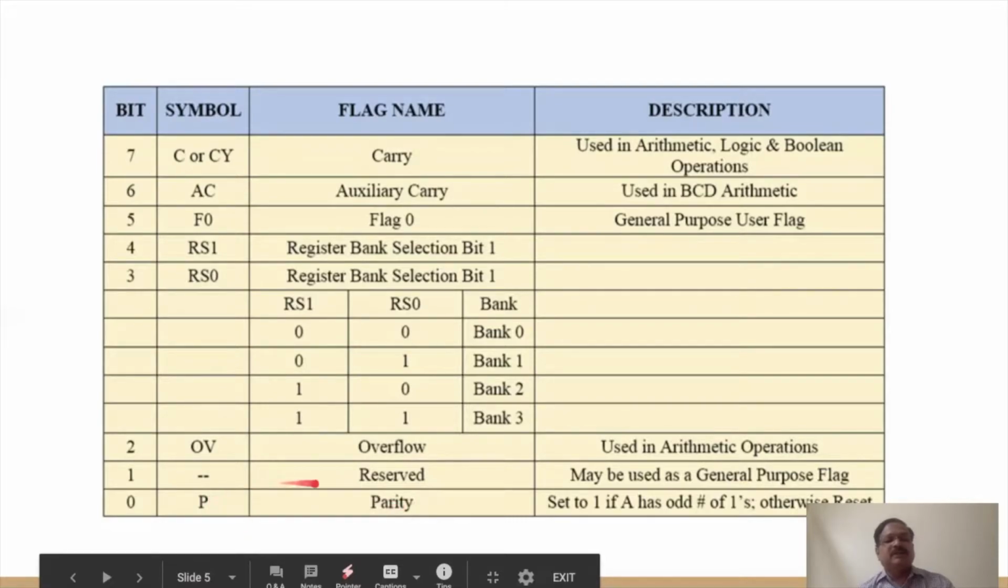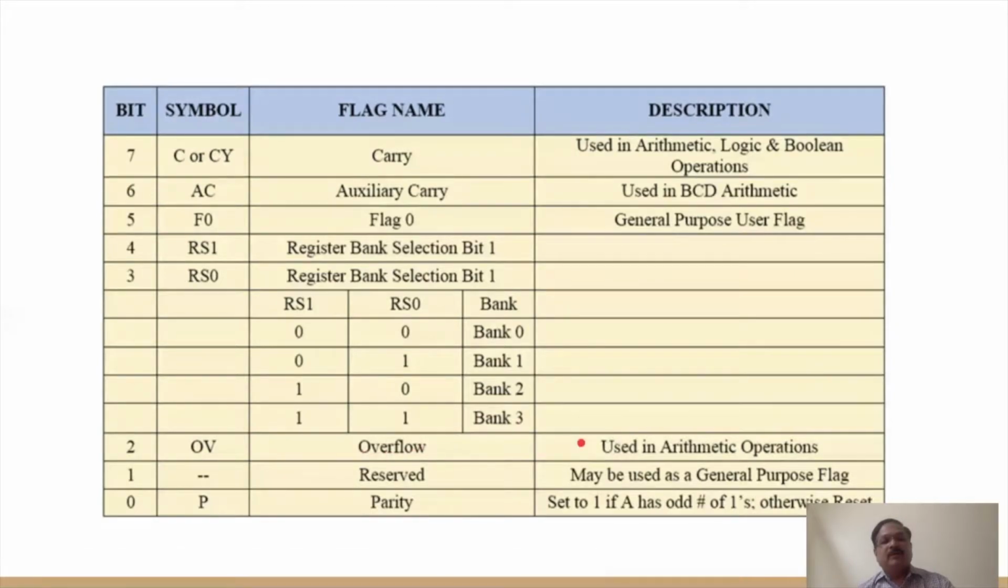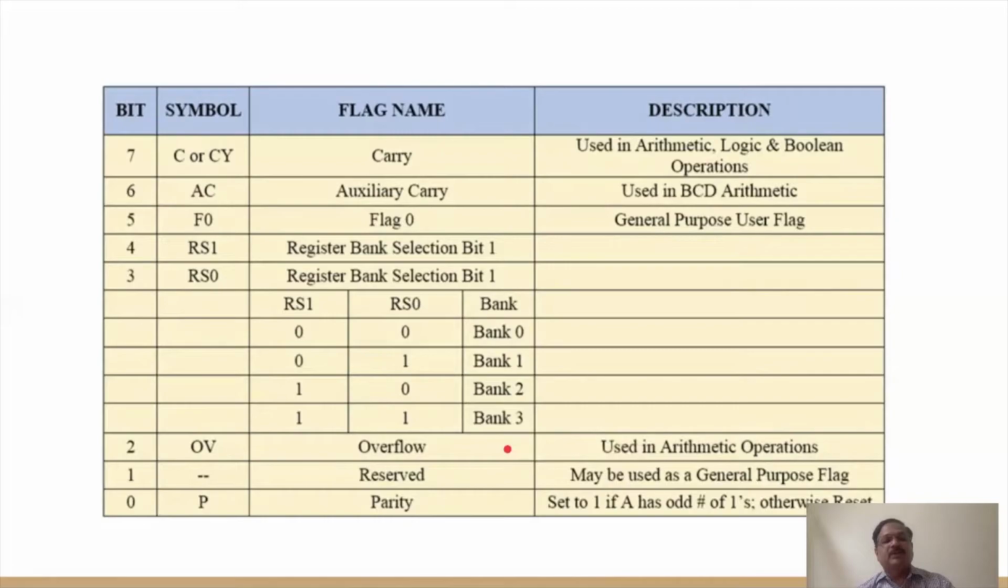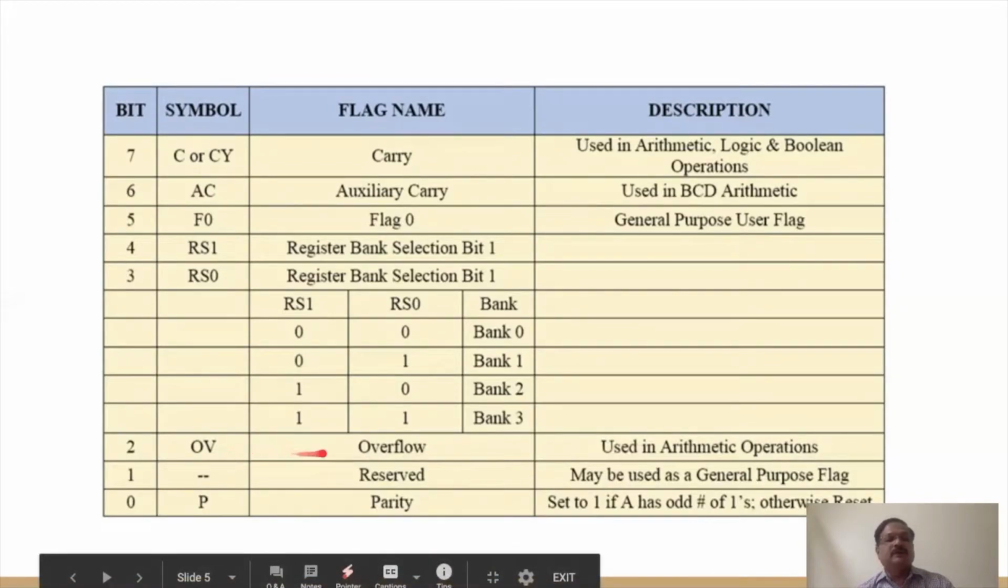The next bit is reserved. The next is OV, meaning overflow flag. Whenever the result is not fitting into the destination, suppose the destination is 8-bit, and you try to save a 16-bit result, at that time the overflow flag will be set using the arithmetic operations. For example, divide by 0.